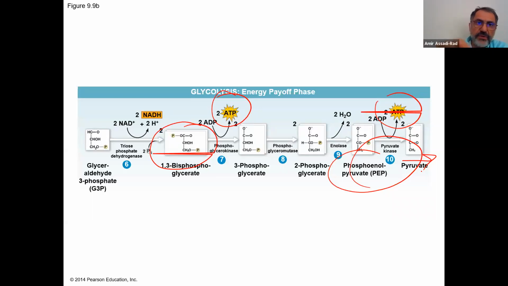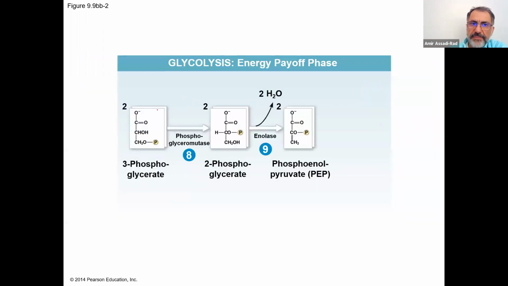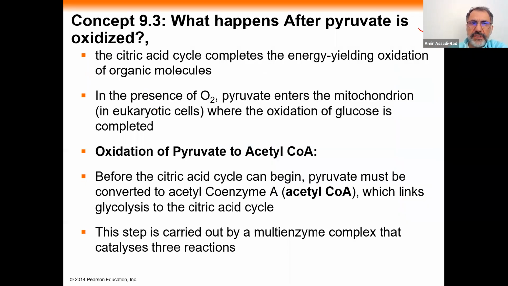And of course you make 2 NADH. Remember that, we are going to come back to this. 2 NADH from conversion of glyceraldehyde 3-phosphate to 1,3-bisphosphoglycerate. Okay, now what happens when pyruvate is made?